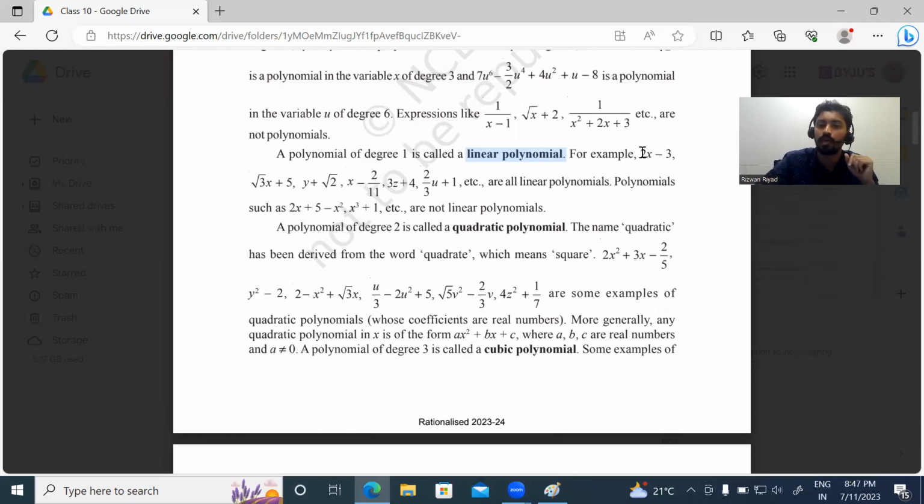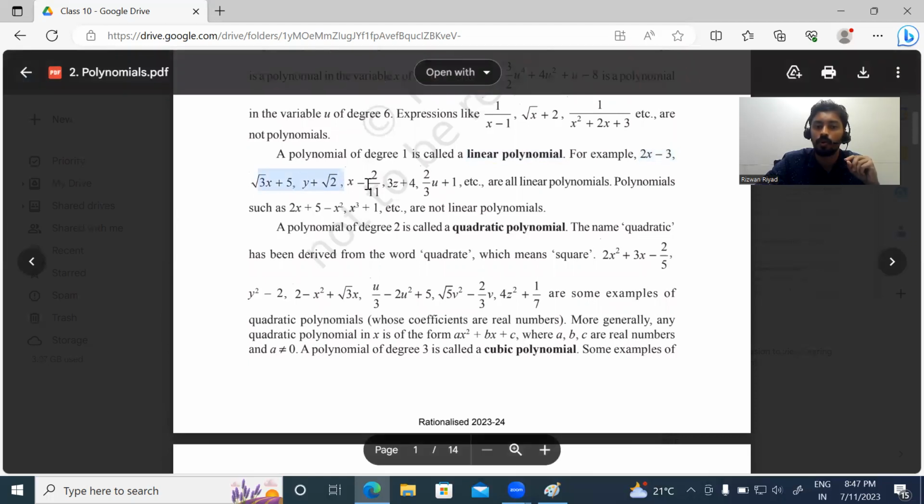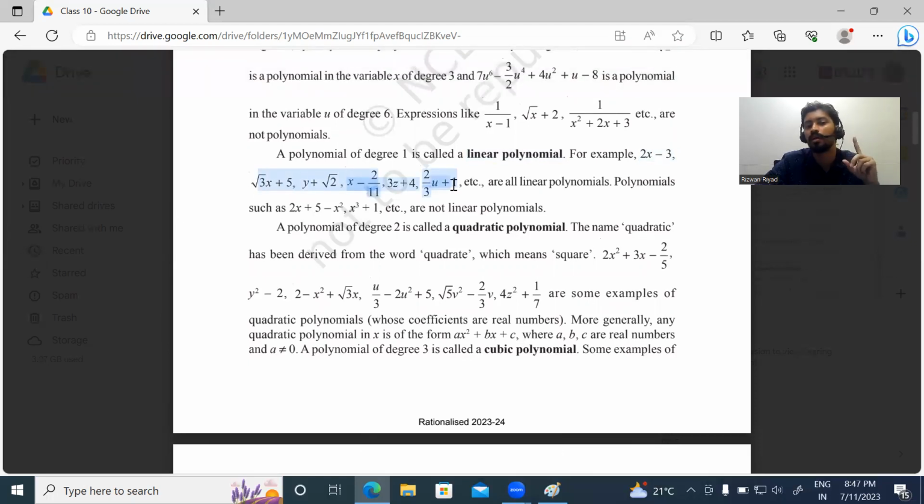For example, you can see 2x minus 3. Here you can see simply x, that is x raised to 1. No other higher powers. So this 1 is the highest exponent of this variable. So we can say that 1 is the degree of this polynomial. In the same way, all of these are examples of linear polynomials, because in all of these polynomials the degree is 1. Highest exponent is 1. So such polynomials are known as linear polynomials.